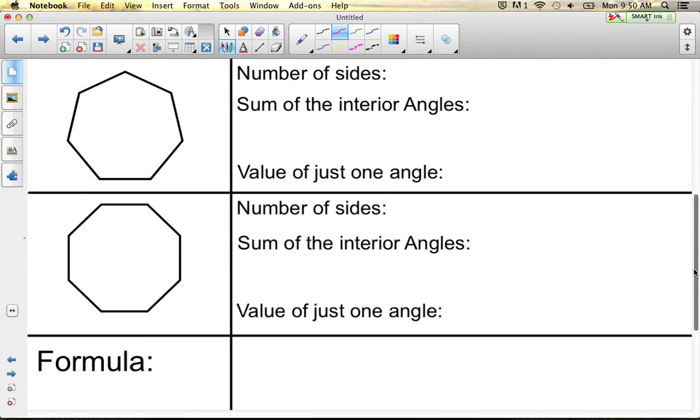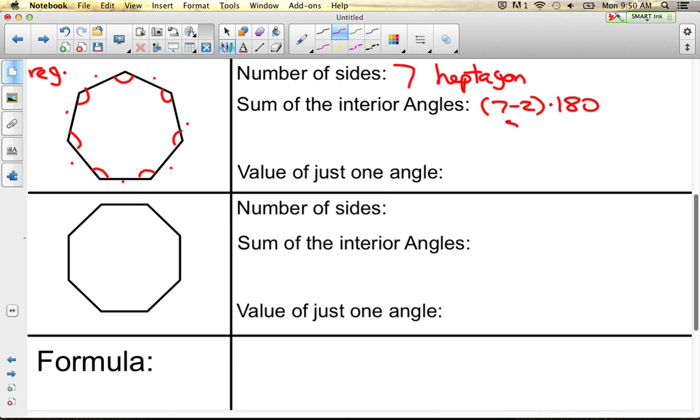And let's do the same thing now. How many sides do we have? 7 sides. Also appears to be regular, so I know everything should be equal. The sides should be equal. All these angles should be equal. 7-sided polygon called a heptagon. The sum of the interior angles, n minus 2 times 180, so 7 sides minus 2 times 180. 5 times 180.